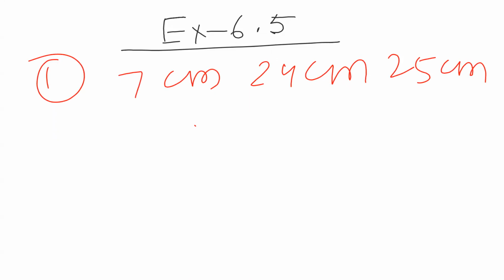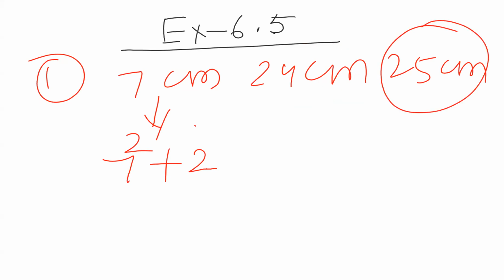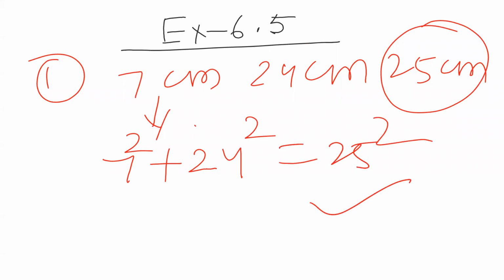Right? Now here, this one is the longest side, larger side. So this is 7 square. No, this one is longer, 25, not 24. So 7 square plus 24 square is equal to 25 square. Fine. 7, 24 and 25 are the sides of a right angle triangle. So the length of hypotenuse will be what? 25.